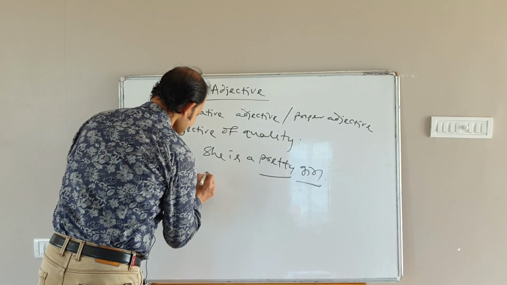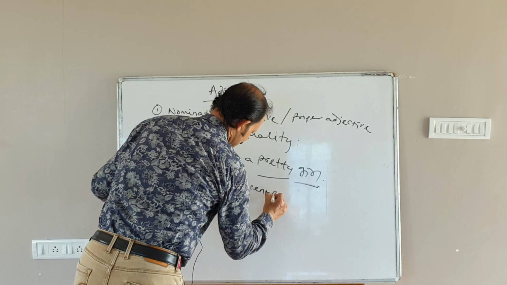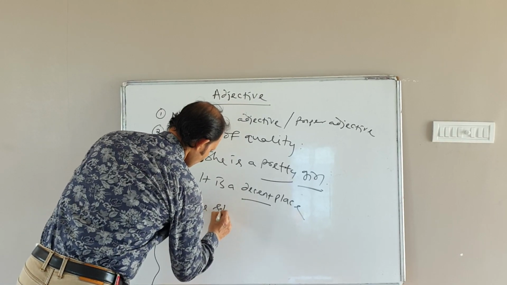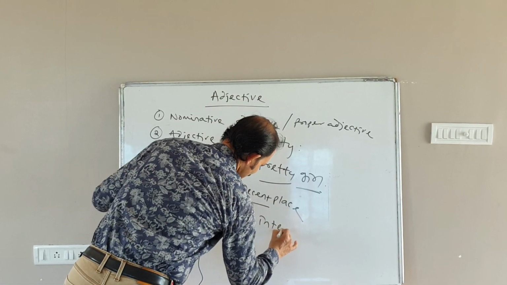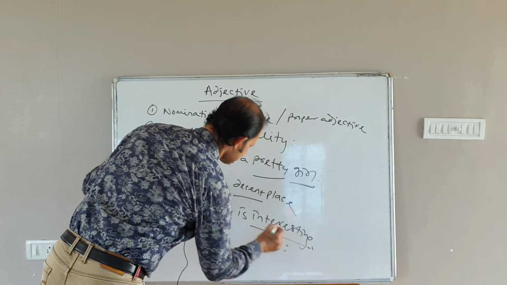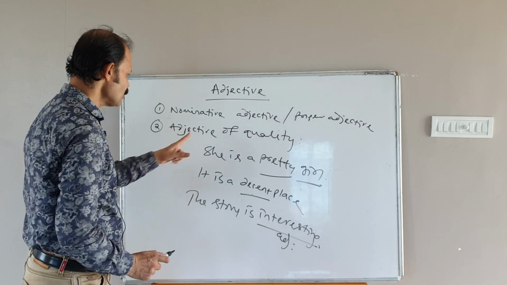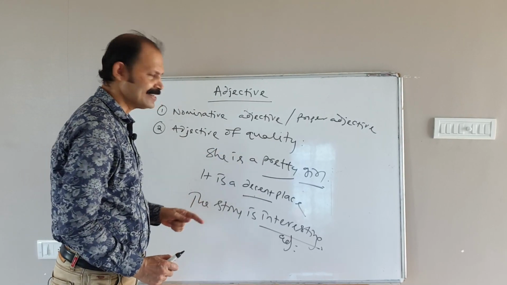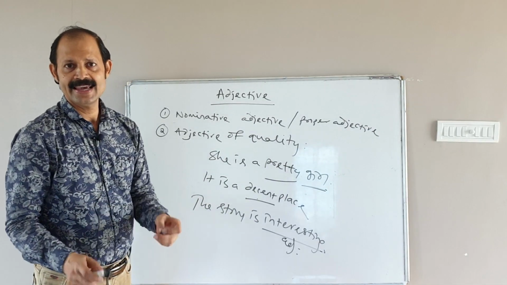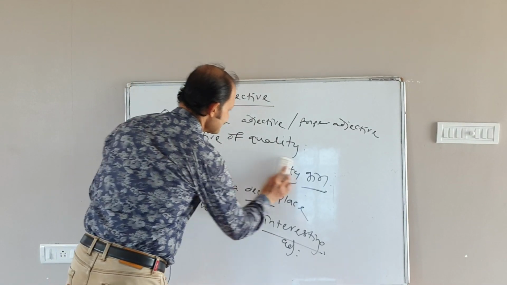Suppose it is a decent place. How is the place? Decent. The story is interesting. How is the story? Interesting. This is adjective, and such type of adjectives are adjective of quality. He is a smart boy. Smart here is adjective of quality. He is a fat boy. Fat is also adjective of quality. So this is adjective of quality.